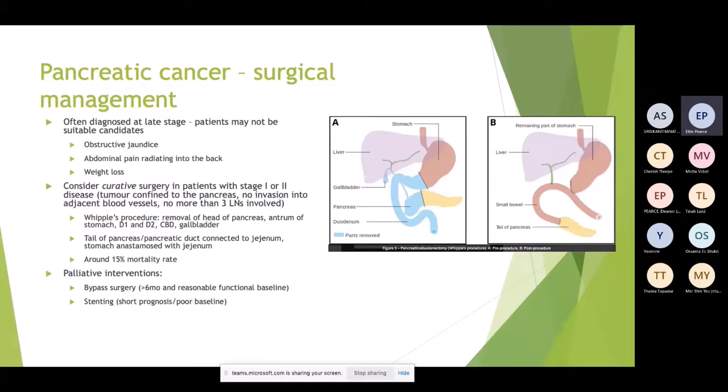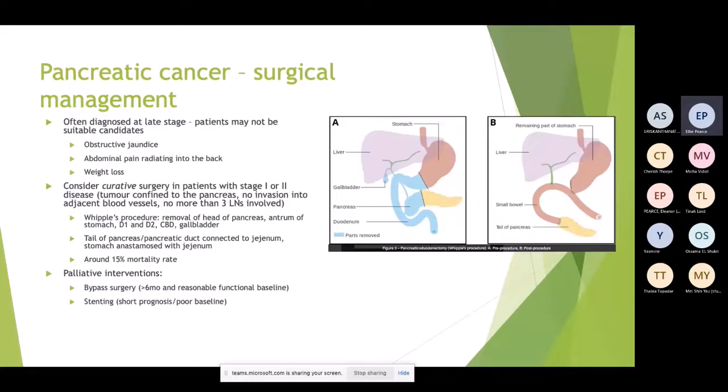So unfortunately, it's often diagnosed at a late stage. Patients may not be suitable candidates for surgery if it's metastasized, or even some local spread into lymph nodes. They don't qualify for surgery because we know the cancer is quite aggressive. It's a big, big surgery with a high mortality rate. So they're very selective about who is eligible to have a Whipple's procedure.